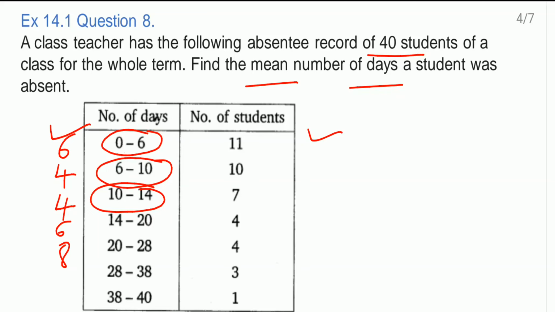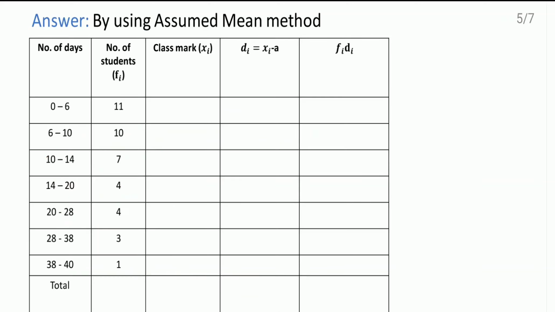Let us see now how to find the mean. To find the mean, I have chosen the assumed mean method. You can use any method, no problem. In the first column, the number of days is already given, and the number of students also. We'll write down the class mark first. Class mark means upper limit plus lower limit divided by 2, or you can say the average of the class.